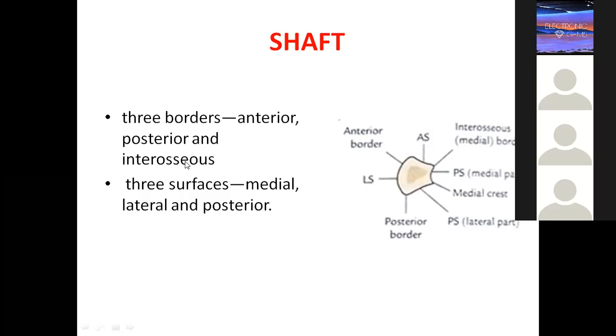So now it has three surfaces. Now what are those? Between the anterior and medial border, you will see the medial surface. Between the anterior and interosseous border, the medial surface, then between the anterior and posterior borders, you will see the lateral surface. Between the interosseous and posterior borders, you will see the complete posterior surface. Okay, so three borders and three surfaces.